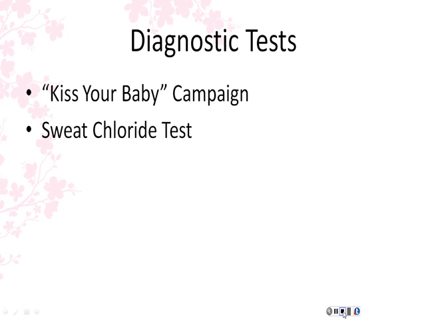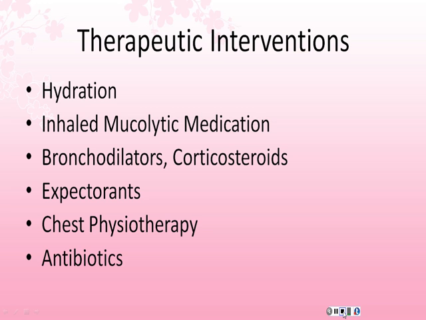So therapeutic interventions: the goal of treatment is aimed at controlling infection and relieving symptoms. So hydration to promote removal of secretions. They can have inhaled mucolytic medications, bronchial dilators or corticosteroids, expectorants, and chest physiotherapy, and they can have that up to 4 times daily. Antibiotics, and then Pulmozyme is an inhaled medication that breaks up and loosens secretions, and has been shown to reduce lung infections and improve lung function as well in people that have cystic fibrosis.